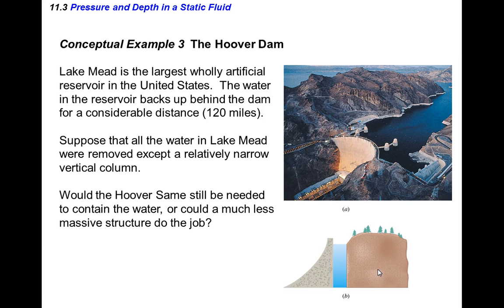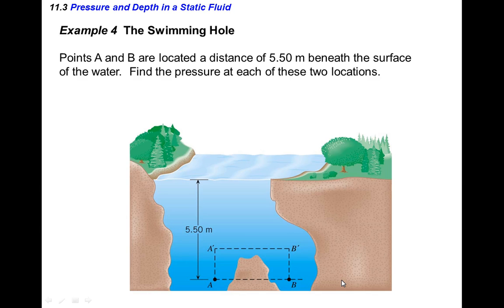We can use that even if we're talking about atmospheric pressure as the P1. So here's an example, Lake Mead, talking about the Hoover Dam. The only factor here is actually the depth, not the breadth, not the length, not the volume of water. It's only the depth of the water for the pressure and therefore the force that would be exerted.